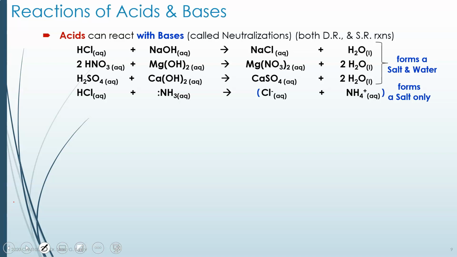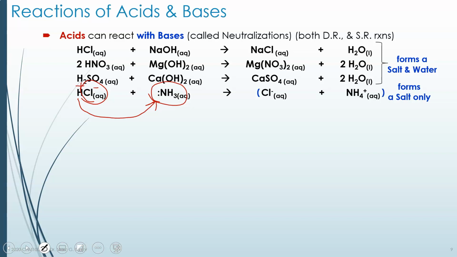Now, you'll notice what's happening in this reaction is that the proton is moving over to the ammonia. So what that means is that the ammonia, which is our base, is swapping places with our chloride, which is a terrible base, but it's a base nonetheless.